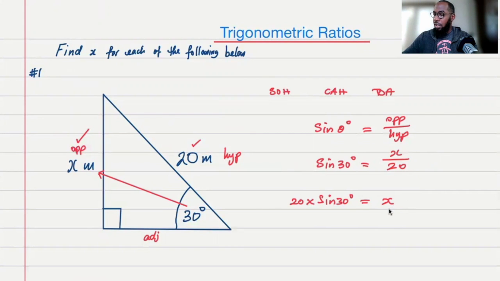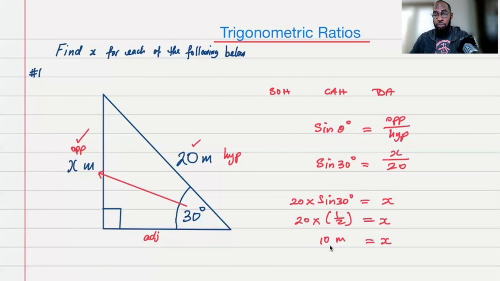Now, if you put sine 30 in your calculator, we'll get a half. Make sure your calculator is in degrees. If your calculator is in radians and you put sine 30 in it, you won't get a half. You get the wrong answer. So 20 multiplied by a half is equal to x. 10 meters is equal to x. So we have x is equal to 10 meters. All right. That's number one.